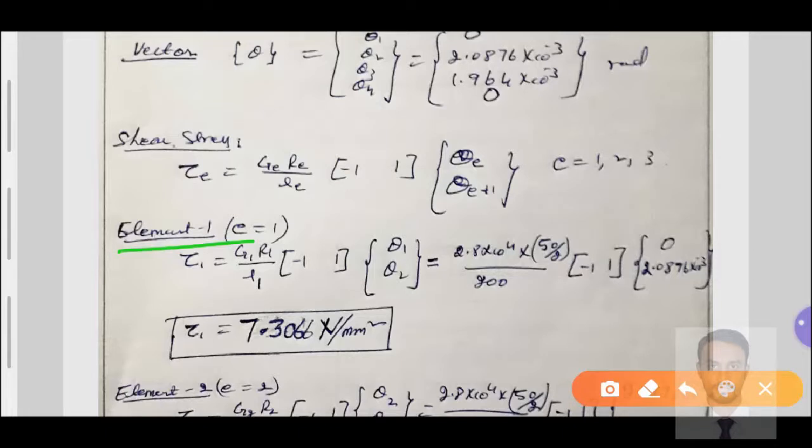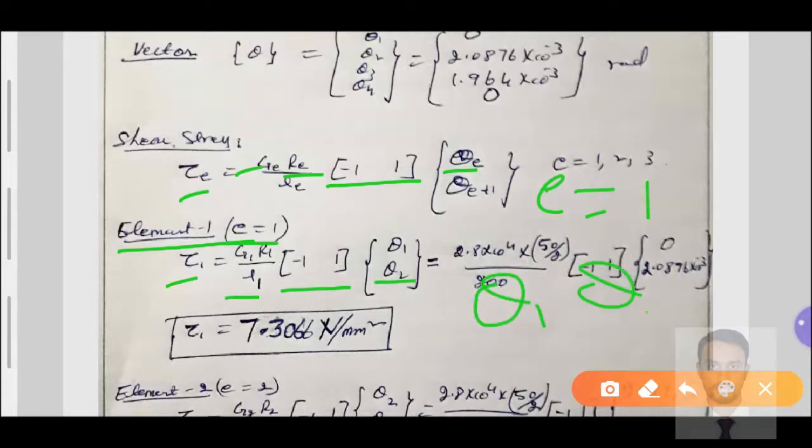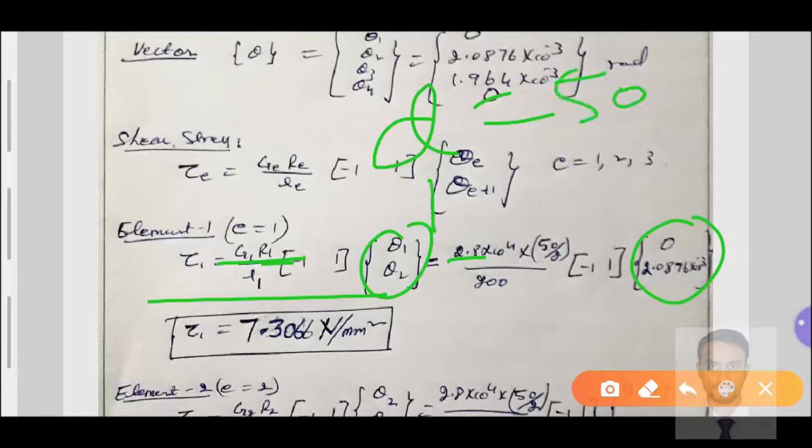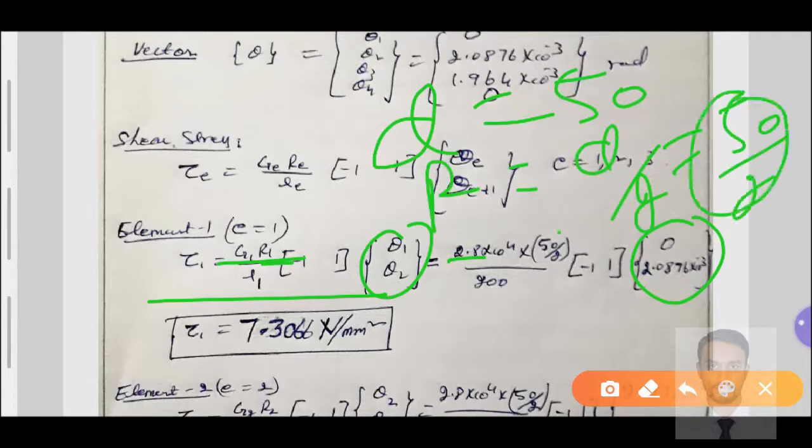I'll take element number 1, E equals 1. Then this becomes tau 1 equals G1 R1 divided by L1 times minus 1, 1 times theta E, which becomes theta 1 since E equals 1, and theta E plus 1 becomes theta 2, right? We have found these theta 1 and theta 2 values, so substitute those values. G1 is the modulus of rigidity of aluminum. R is the radius of the aluminum element: the diameter is given as 50, so radius equals d by 2, that is 50 by 2. This value I have taken here.